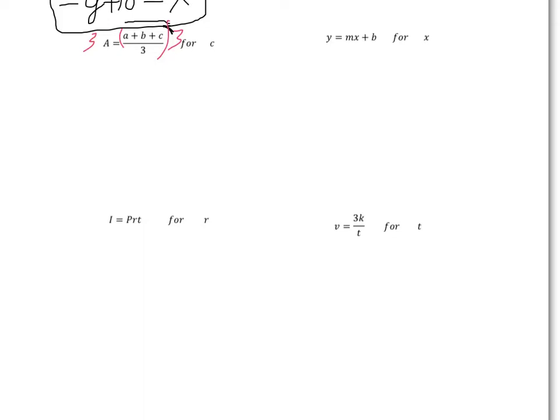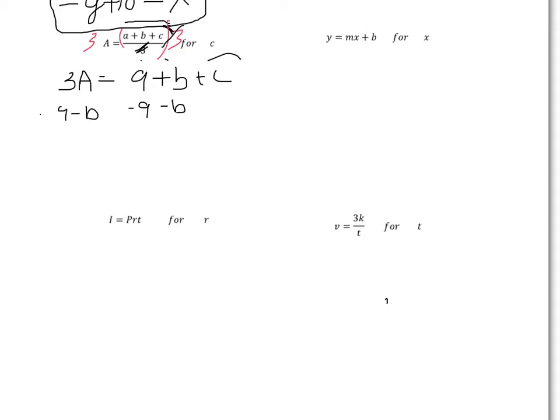So on this left side, we have 3a. On the right side, this 3 cross-cancels with this 3, leaving us with just a plus b plus c. So now we want to get this c all alone, so we need to undo plus a and plus b, or a positive a plus b. So we're going to subtract a and subtract b, but whatever we do to one side, we have to do to the other side. Subtract a, subtract b.